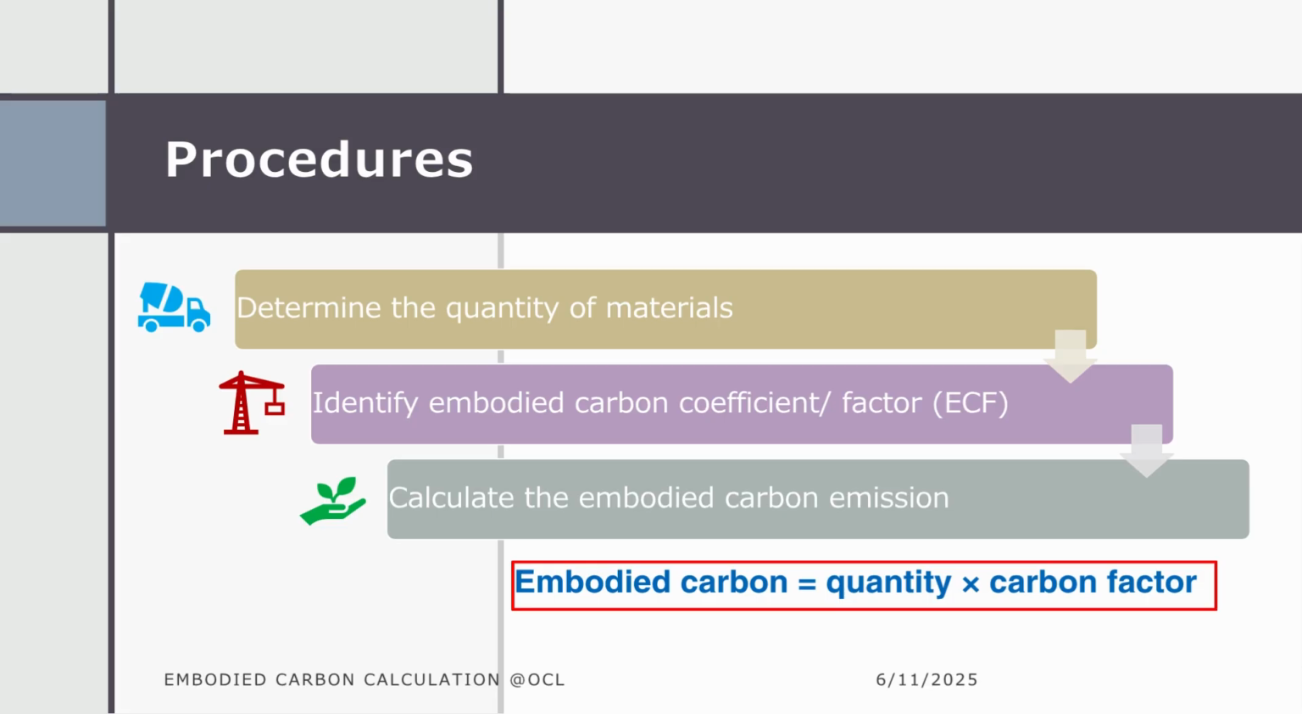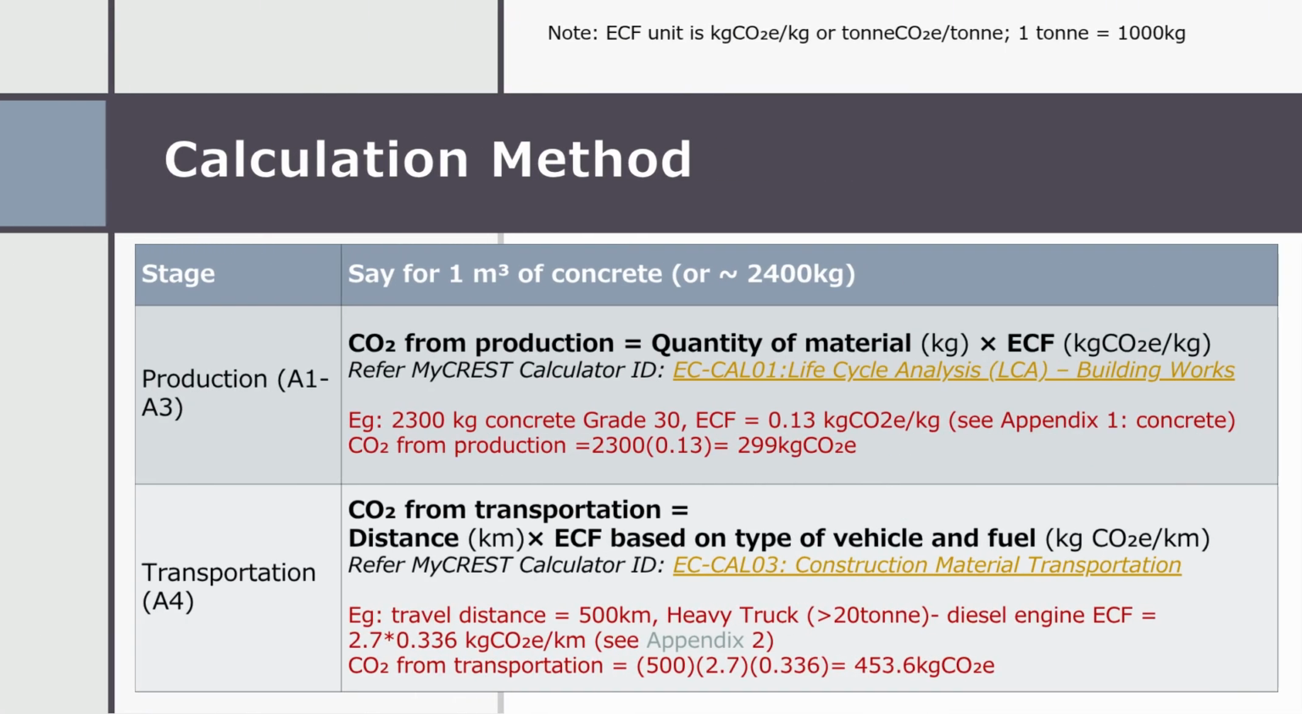Let's summarize the calculation method with a simple example focused on the production stage, A1 to A3. Carbon emission from the production can be calculated as quantity of material multiply specific ECF. For example, suppose we are using 2,300 kilograms of concrete, grade 30. Refer to Appendix 1. ECF equals 0.13 kilograms carbon dioxide equivalent per kilogram. Right pointing arrow 299 kilograms carbon dioxide equivalent.